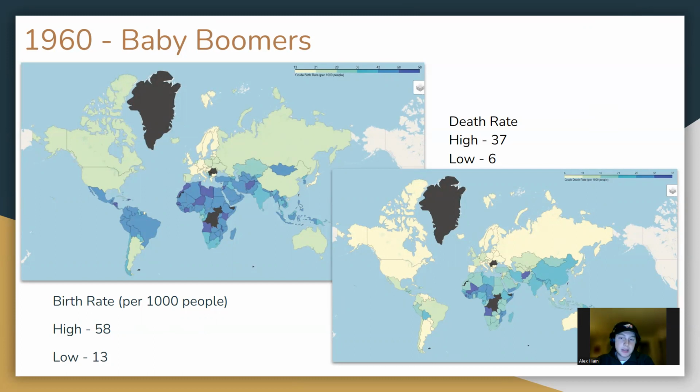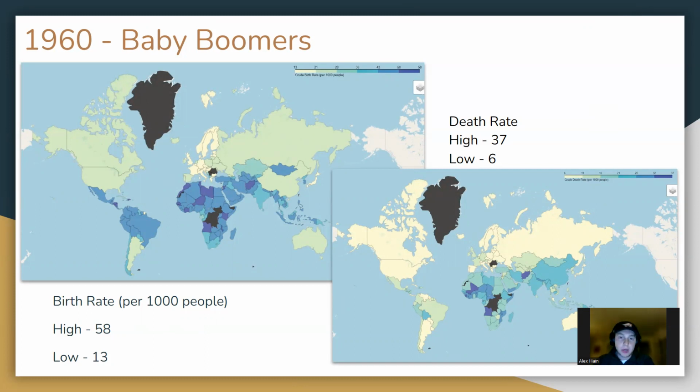Just take a look at these for a second. Note the birth rates, got the highs and the lows down there. Same with the death rates. The lighter the color of the country, the lower the rate is for both birth rate and death rate.